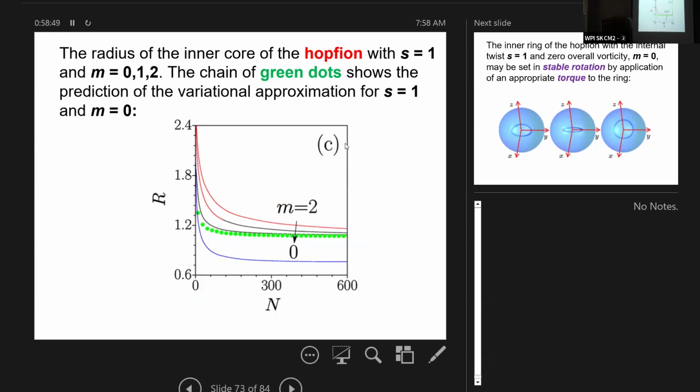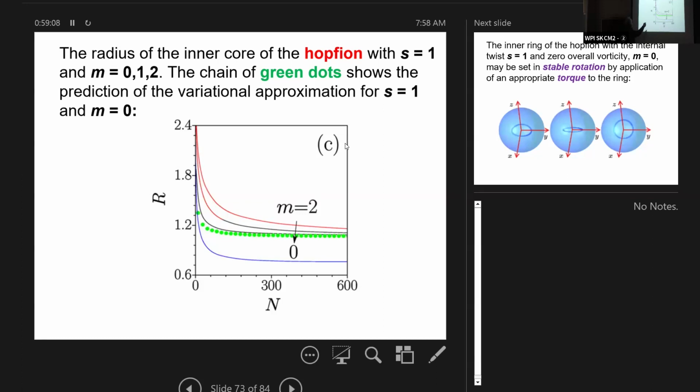So the red curve shows that it's unstable. For m equal to 2, it's completely unstable. Here, the red portion is unstable for m equal to 1, but here it is stable. The black one is stable. As I mentioned, there are stable hopions when both m and s are equal to 1.